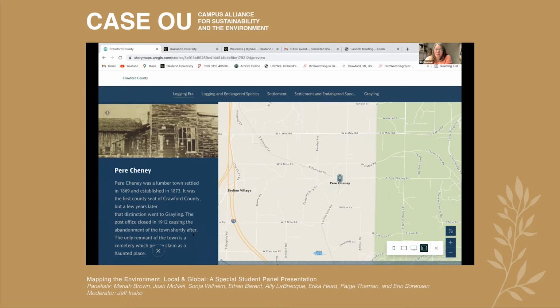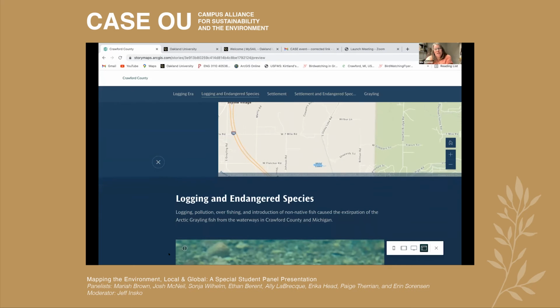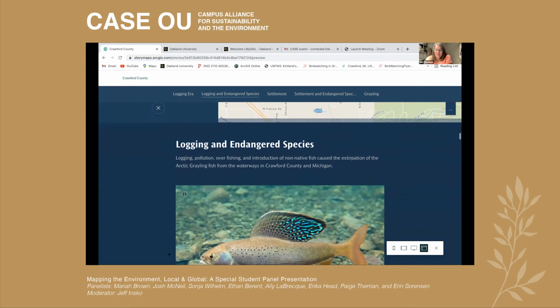And the other older town that I could find information on was Parashani, which has very, very interesting stories surrounding it. The only remnant of the town is a cemetery, which is claimed to be haunted. So the story moves on. It goes into logging and endangered species.